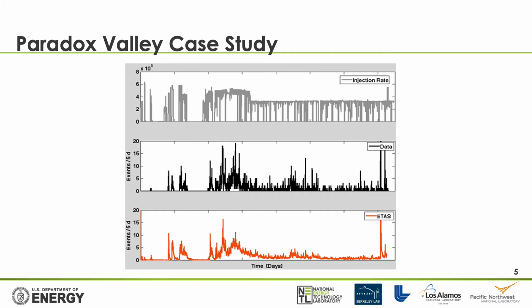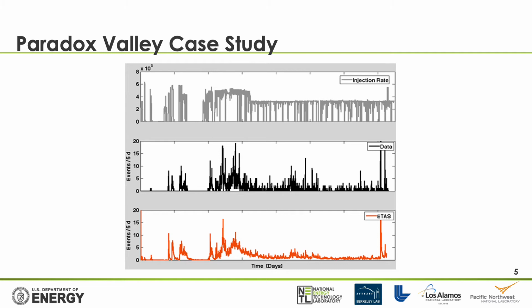To give you one example of this, this is a case study we performed for Paradox Valley, which is a large-scale brine disposal site in Colorado. In the three panels here, you can see the injection rate and the actual observed seismic frequency, with the number of events over a 5-day period as the normalization. So you can see the data here.